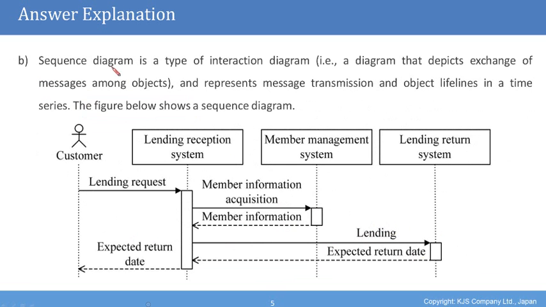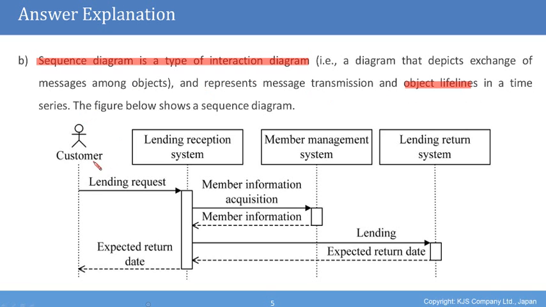Option B. Sequence diagram is a type of interaction diagram, that is, a diagram that depicts exchange of messages among objects, and represents the message transmission and object lifelines in a time series. The figure below shows a sequence diagram.